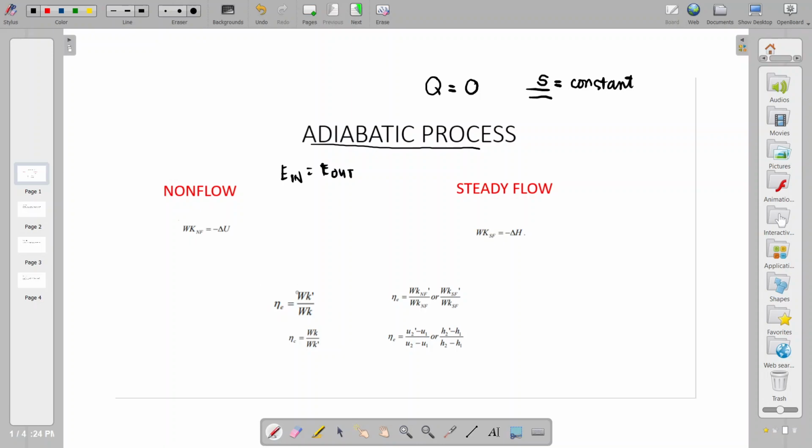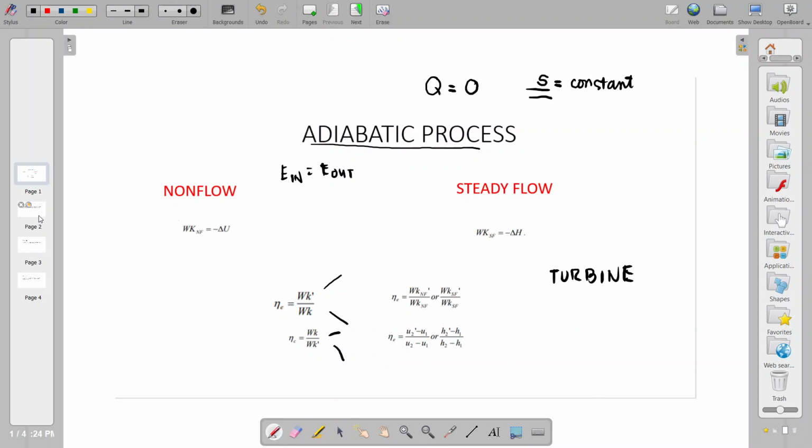So, meron kasing application nito that is turbine at saka pump. Pag expansion tayo guys, ang efficiency natin is always the actual over the ideal. Kapag compression naman tayo, the ideal over the actual. Okay? So, that's it.